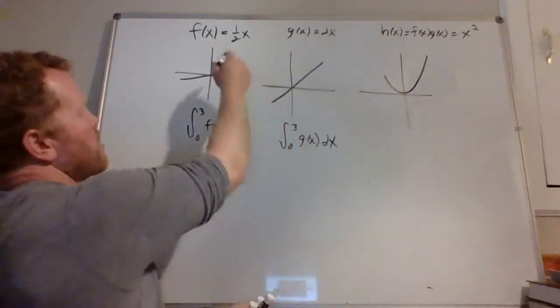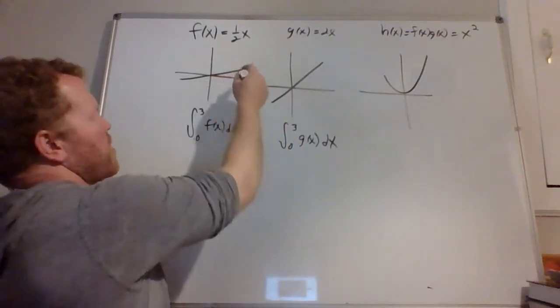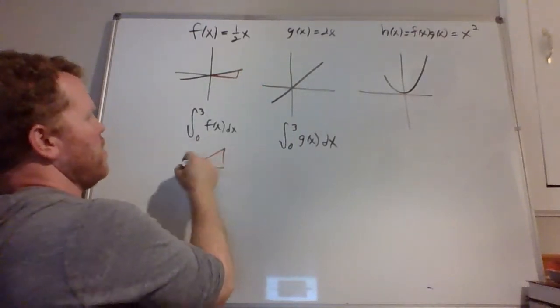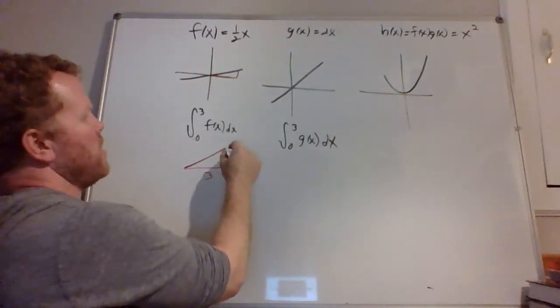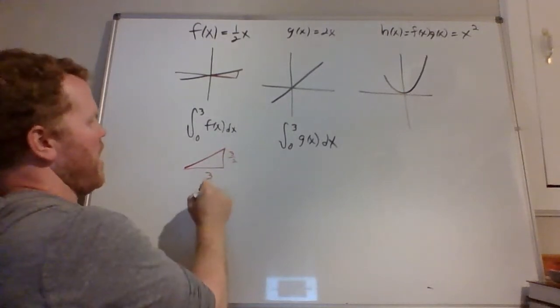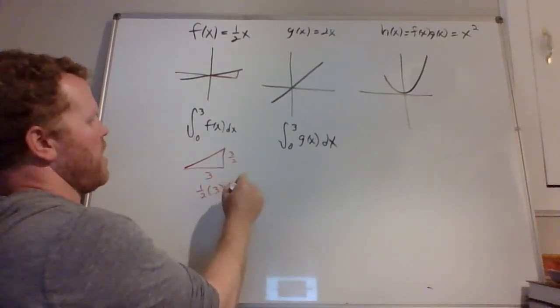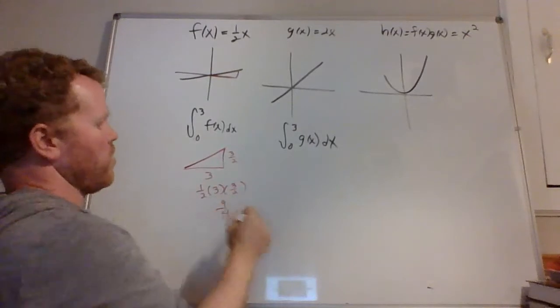So first, we want to integrate this half of x from 0 to 3. So this red little rectangle would be 3 long. It'd be 3 halves high. So half of 3 times 3 halves should get you 9 quarters.